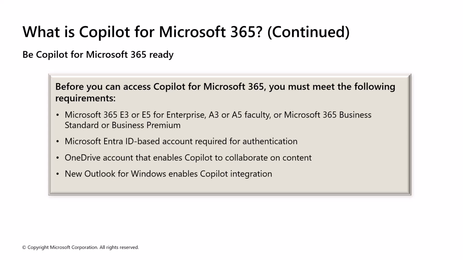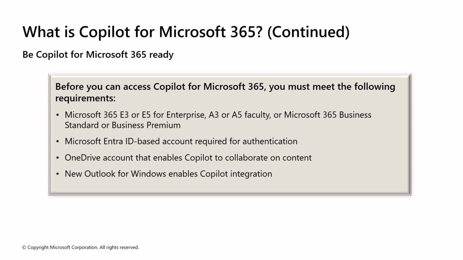If you're an educational institution, for example, it's A3 or A5 for faculty, or for small businesses it's Microsoft 365 Business Standard or Business Premium, and there are a lot of other subscriptions that you must have in your environment. The documentation from Microsoft is quite hard to follow, so there are other subscriptions that you must have before you can purchase Microsoft 365 Copilot. Another thing you must consider is that a Microsoft Entra ID based account is required for authentication. What does that mean? You must have a work or school account.